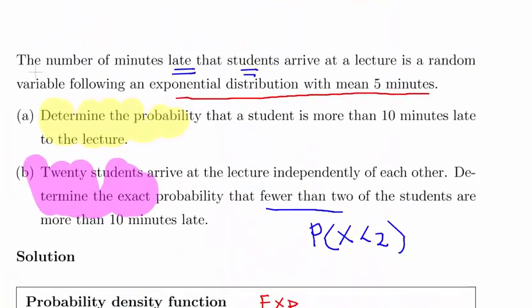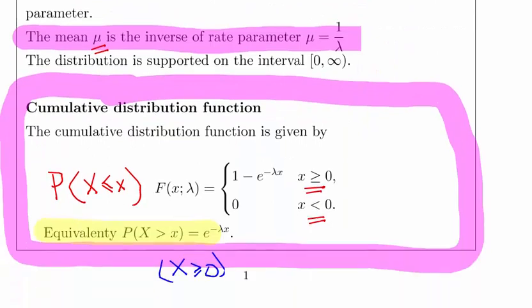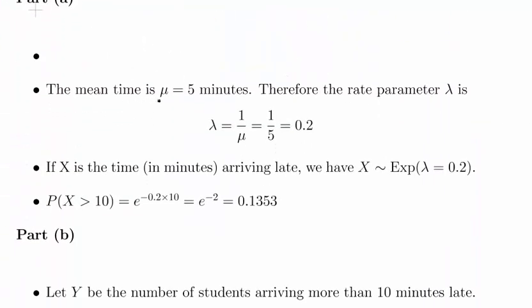So the question asks us to determine the probability that a student is more than 10 minutes late. So that is the probability of x greater than or equal to 10, or greater than 10. It doesn't really matter too much about the greater than component, but let's just be consistent. It's the probability of x greater than 10. The mean lateness time is 5 minutes, and that means the rate parameter is 0.2. This is how we would specify our distribution, where x is the waiting time in minutes for arriving late.